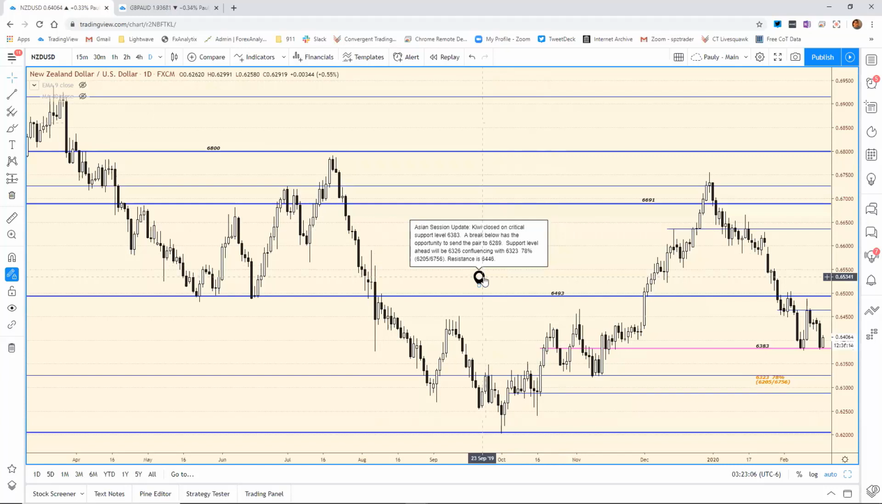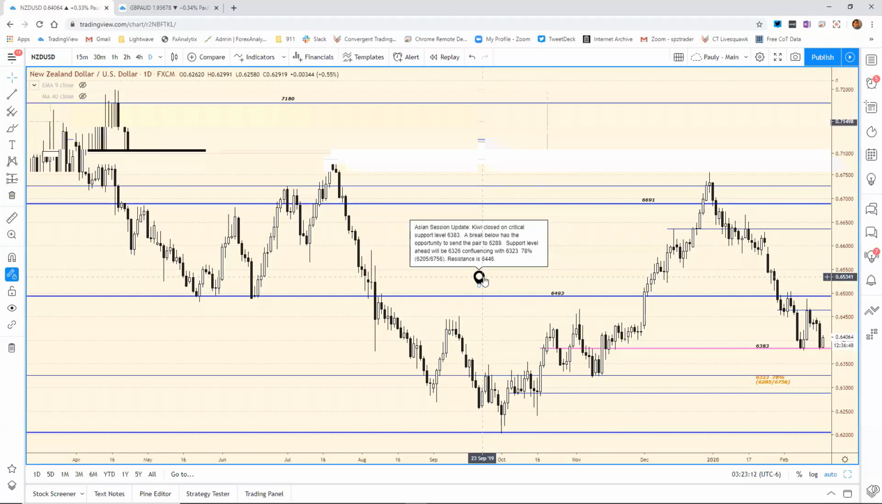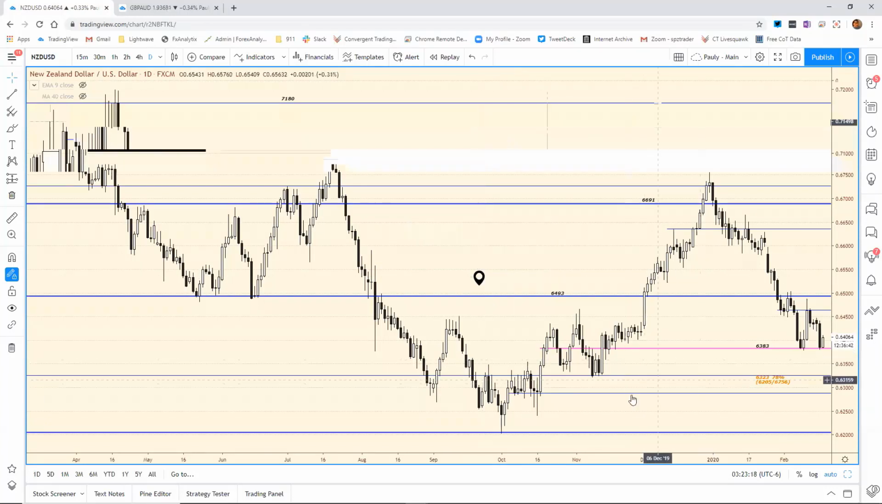Support level ahead will be 63.26, confluencing with 63.23, which would be the 78% of this move. Resistance would be 64.46. So if we do break here, in all likelihood, we're going down here, which is 62.89. There will be a pause because you've got 63.26, some volume here, confluence with the 78%.